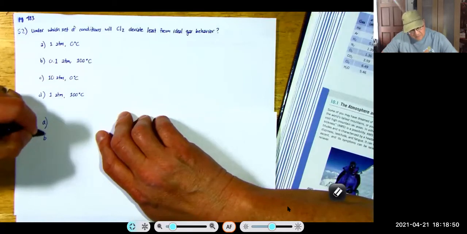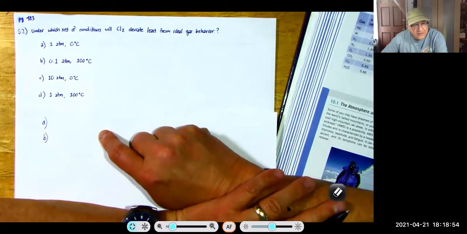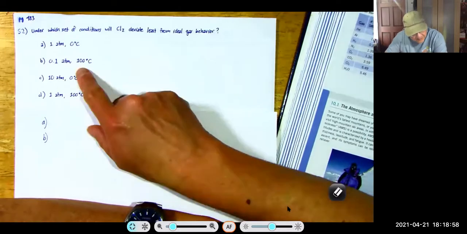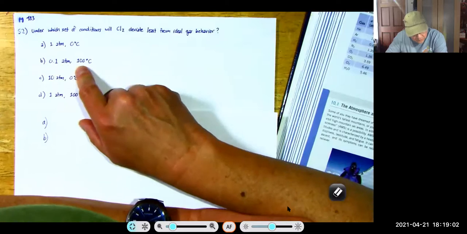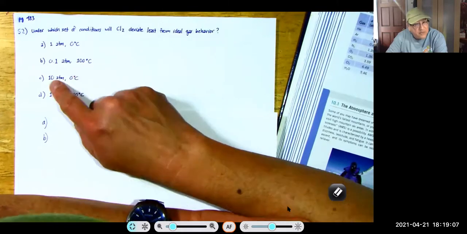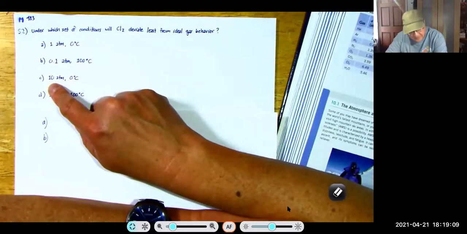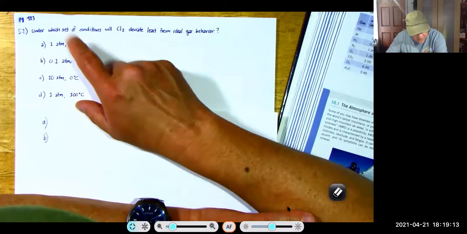Now for B, we've got a really low pressure, but low pressure doesn't do anything to the gas. We're looking for high pressure and high temp. So this is a high temp and this is a low pressure. So maybe this one is deviating a little bit. Now here we have a pretty high pressure, 10 atmospheres. And this temperature is kind of low, just like this one is kind of low, but not too bad.